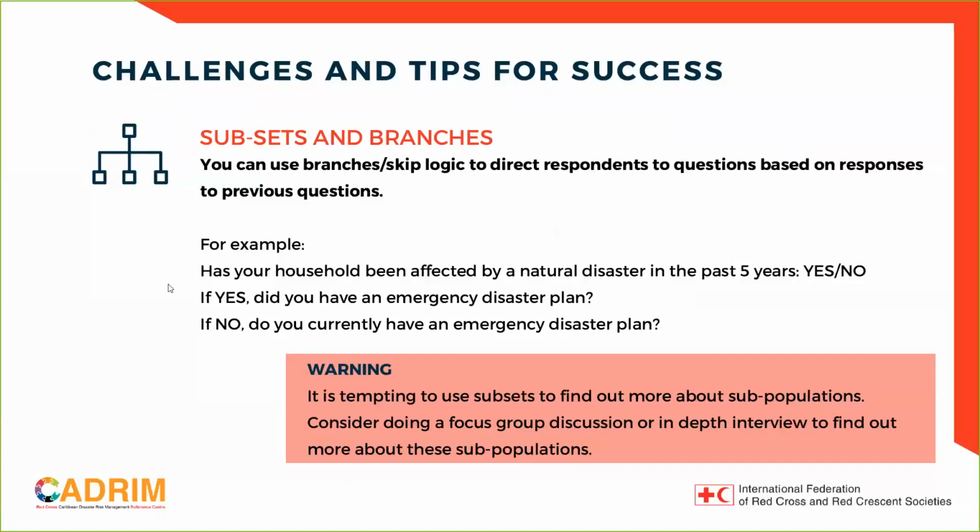So the warning that I have here is that sometimes it's really tempting to use the subsets to find out more about subpopulations. But I would warn against this. So an example of that would be, do you work here? Yes. If you work here, do you do this? If you do this, then why?